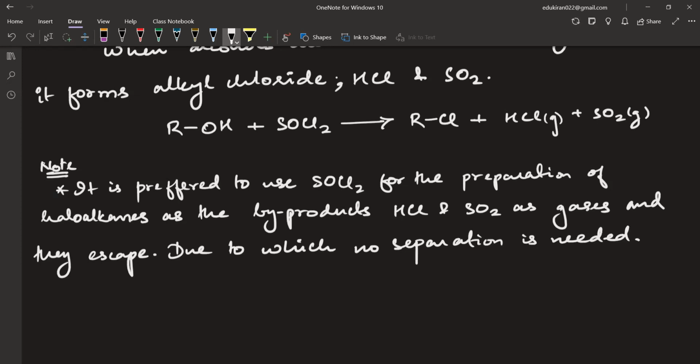Yes, this is very important. It has been asked many times why thionyl chloride is preferred for the preparation of alkyl halide. Because SO2 and HCl are gaseous products and they are escapable, that is why you will get pure alkyl halide. No separation is needed, and we get pure alkyl halides.